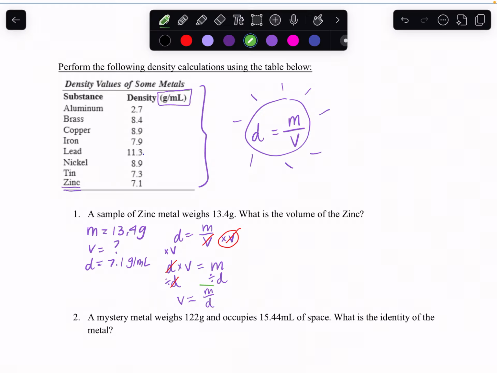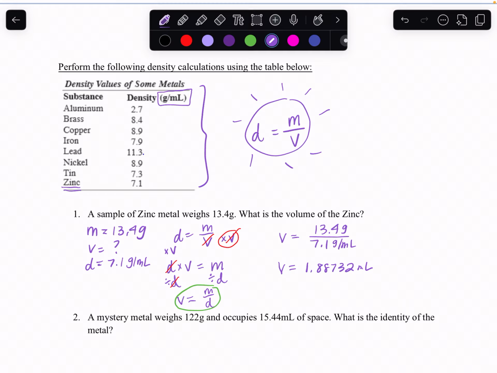I'm going to circle this in green. This is what we'll be using to solve this problem. So I'm just going to plug everything in, put it into my calculator, and we should be good to go, right? So volume equals my mass, 13.4 grams, over my density, 7.1 grams per milliliter. And when I put this into my calculator, I pop out with a big long number, 1.88732 milliliters. Awesome.